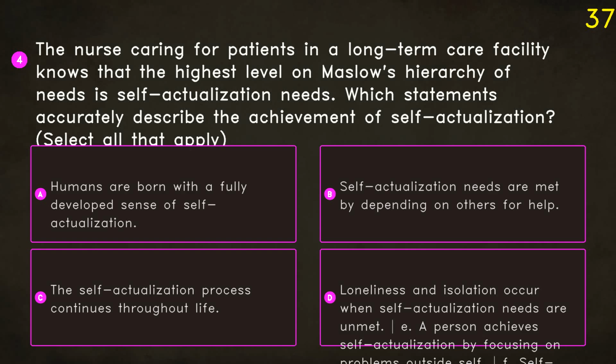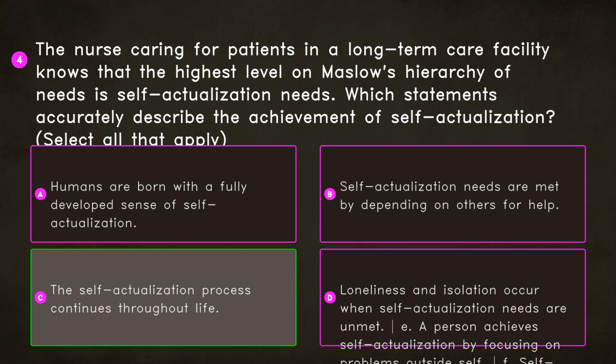Question 4. The nurse caring for patients in a long-term care facility knows that the highest level on Maslow's hierarchy of needs is self-actualization needs. Which statements accurately describe the achievement of self-actualization? Select all that apply. A. Humans are born with a fully developed sense of self-actualization. B. Self-actualization needs are met by depending on others for help. C. The self-actualization process continues throughout life. D. Loneliness and isolation occur when self-actualization needs are unmet. E. A person achieves self-actualization by focusing on problems outside self. F. Self-actualization needs may be met by creatively solving problems. The correct answer is the self-actualization process continues throughout life.